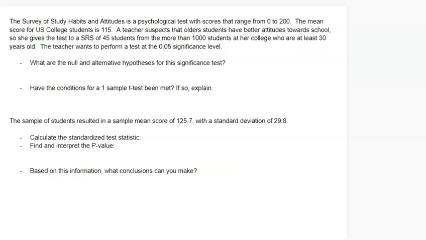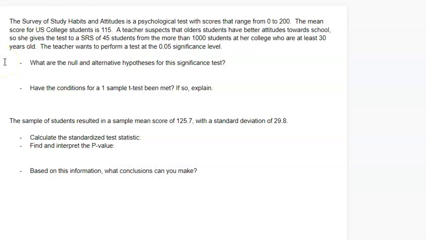Let's go through an example of how to perform a t-test for a sample mean. The Survey of Study Habits and Attitudes is a psychological test with scores that range from 0 to 200. The mean score for U.S. college students is 115. A teacher suspects that older students have better attitudes towards school.